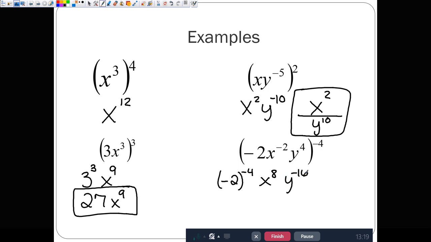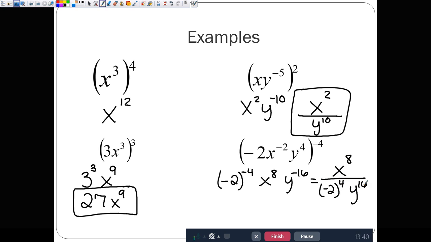Okay, so now I have negative exponents. So I need to eliminate my negative exponents. So they just need to get moved to the denominator. But my x to the 8th is going to stay on top. Still going to have negative 2 raised to the 4th and y to the 16th.